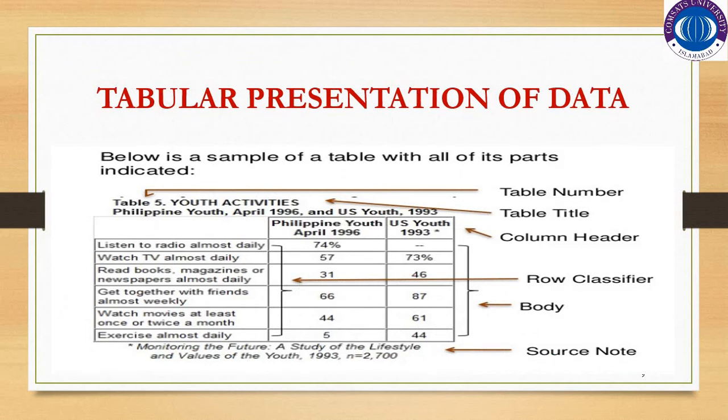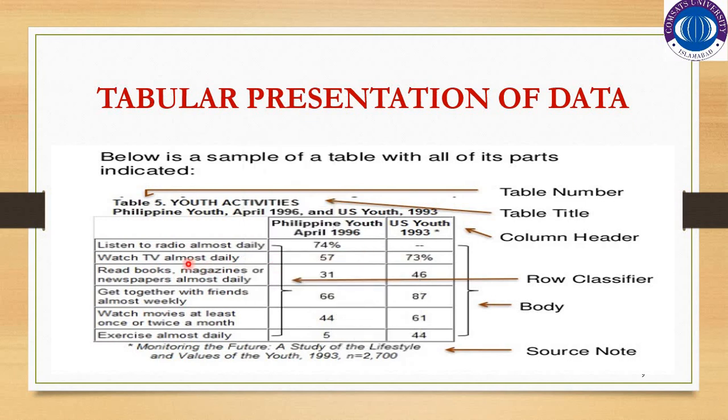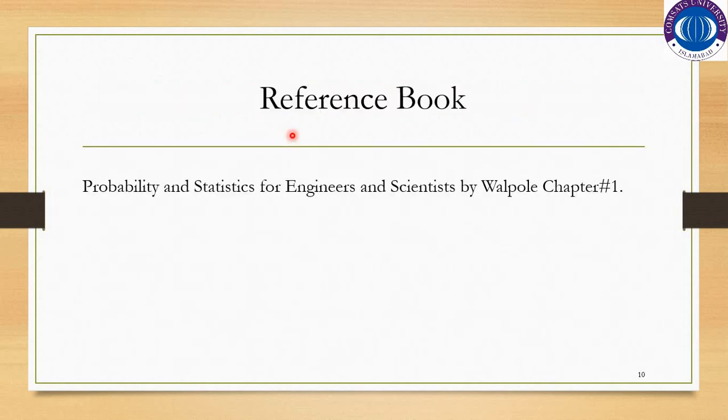Tabular representation of data. If you arrange your data in the form of a table, there are some parts of the table which have names. Let's say this is table 5, so this is the table number, and there would be a title of the table. This is the column header. This one is the row classifier. This is the source note, and this one is the body of the table. This is the tabular representation of the data.